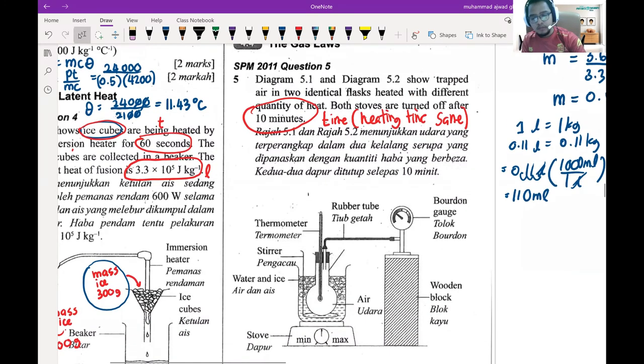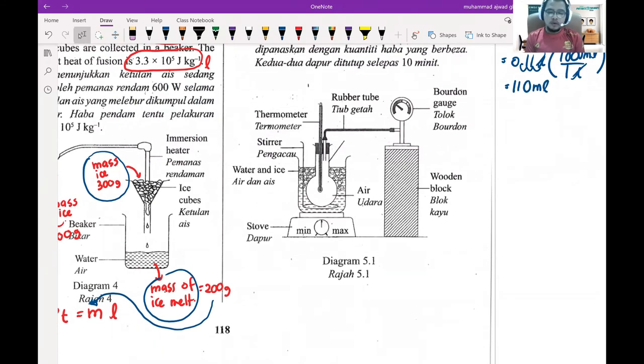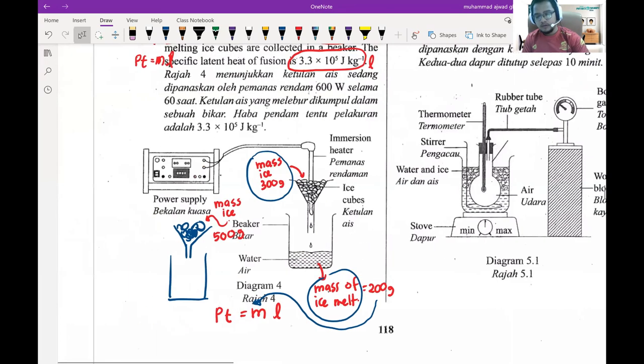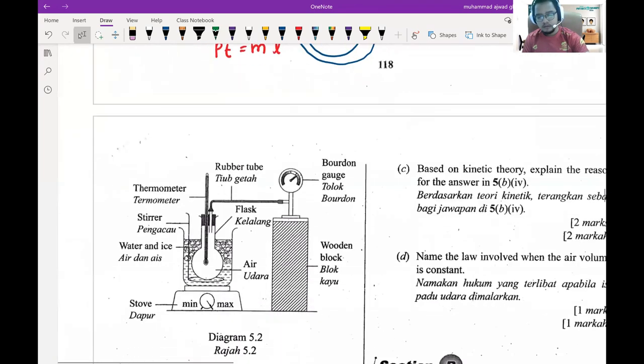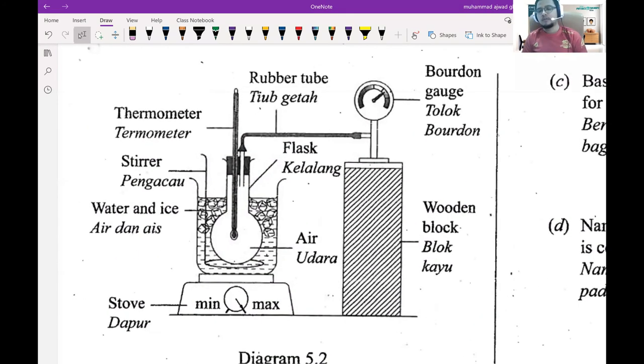So, ni soalan nombor 5. So, senang sikit sebab dia compare. So, kita tengok dulu gambar pertama. What is the difference between the first picture and the second picture? Okay, cuba cari what is the difference between the first picture and the second picture. Apa yang kita nampak? Based on your observation.